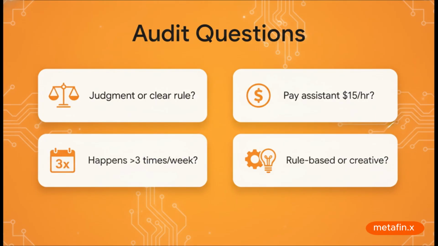Second, and you've got to be brutally honest here, would you pay a junior assistant $15 an hour to do this? Because if the answer is yes, why on earth are you, the business owner, spending your Tuesday afternoon doing it? Third, does this task happen more than 3 times a week? And fourth, is it rule-based rather than genuinely creative? Look, if a task is rule-based, happens all the time, and could be handed off to a $15 an hour assistant, that right there is a prime target for automation.